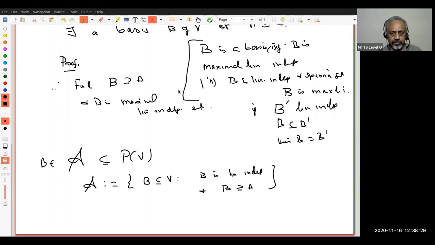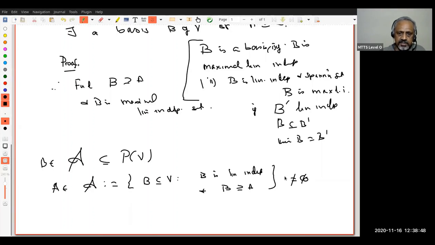So what's the first question you should ask? Whether this collection is non-empty. That's very clear because my set A is already here. I take B equal to A, then A is linearly independent and A contains A. Therefore, this is not empty.